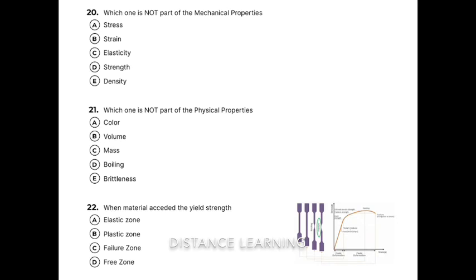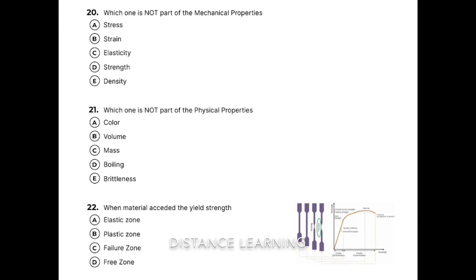Which one is not part of the physical properties? So here you have color, volume, mass, boiling, brittleness. Brittleness is a mechanical property. Boiling, mass, volume, color, all are physical properties.